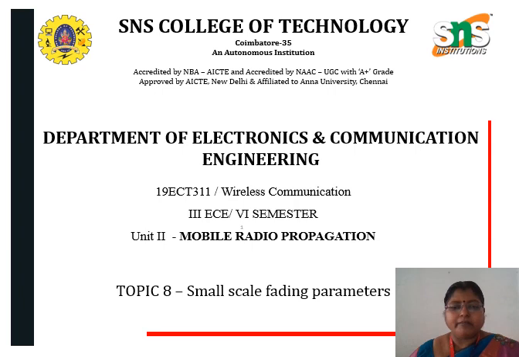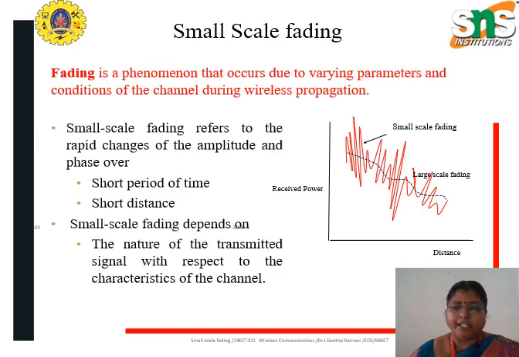So we look at the parameters which describe the small scale fading effects. Fading is a phenomenon that occurs due to the varying parameters and conditions of the channel during wireless propagation. As I said, this dotted blue line indicates the large scale fading, which occurs over a longer distance, and there is little fluctuation in this case, whereas small scale fading occurs over shorter durations and has rapid fluctuation. Small scale fading refers to the rapid changes of the amplitude and phase over a short period of time and short distance.